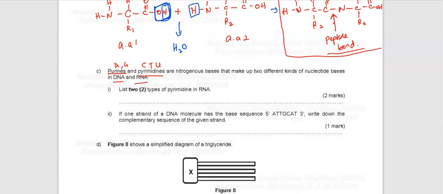So list 2 types of pyrimidine in RNA. So the pyrimidines are obviously cytosine and uracil. If you were to answer uracil and thymine, your answer will be incorrect because thymine is not present in RNA. It is only present in DNA.